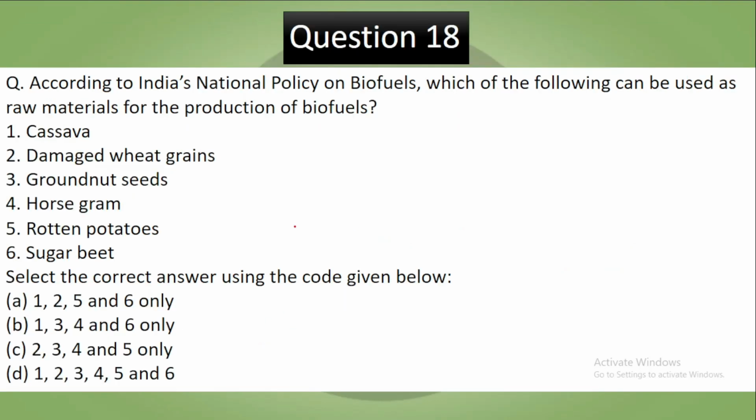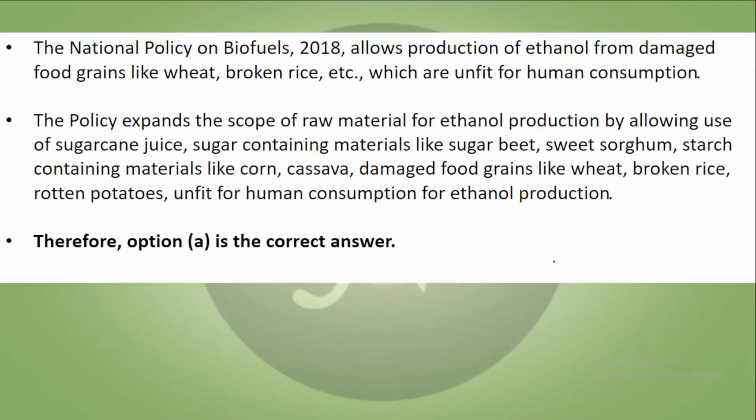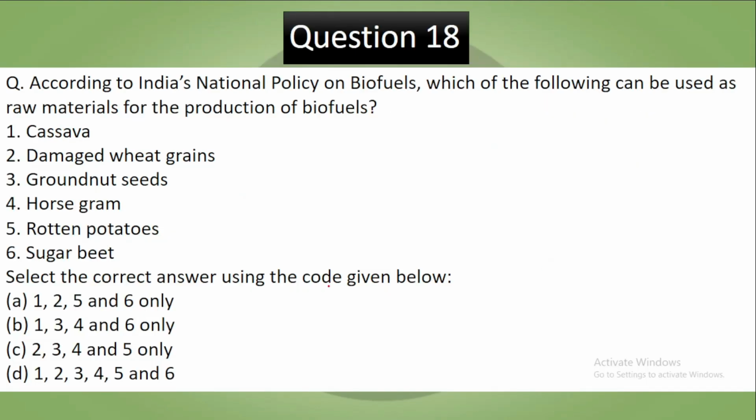These all are correct. 18. According to India's national policy on the biofuels, which of the following can be used as raw materials for producing biofuels? Cassava, damaged wheat grains, groundnut seeds, horse gram, rotten potato, sugar beets. Select the correct answer in the code given below. Pause the video, try to answer. Now let's see the answer. So your correct answer to this is A, which is 1, 2, 5 and 6.